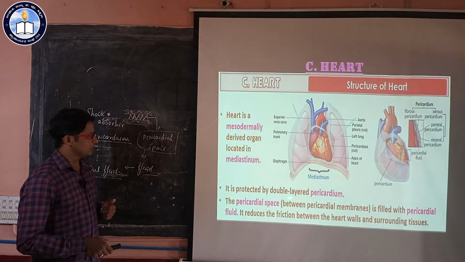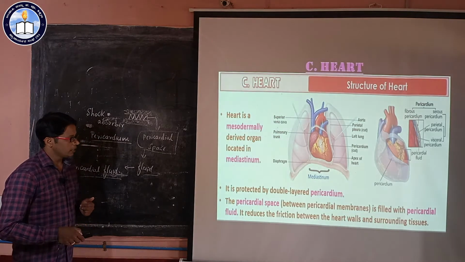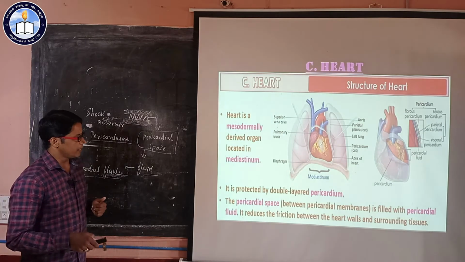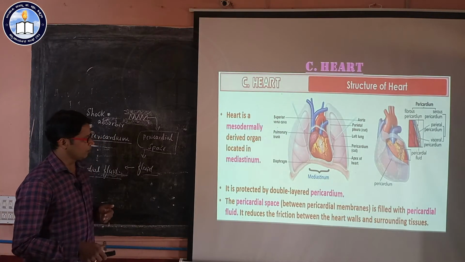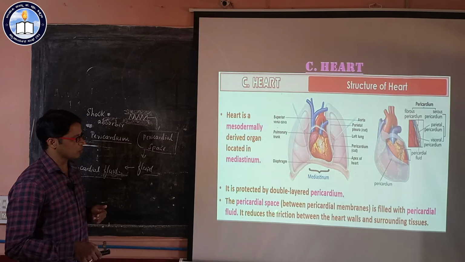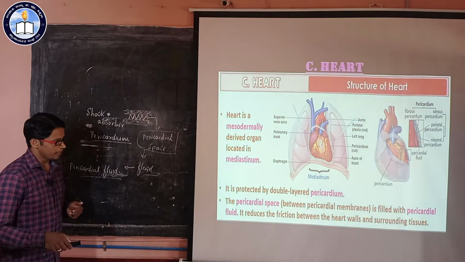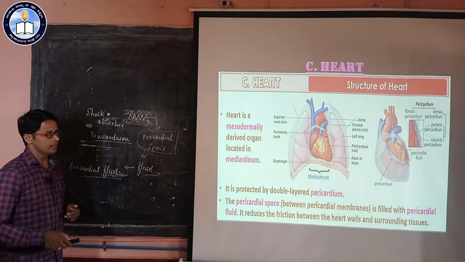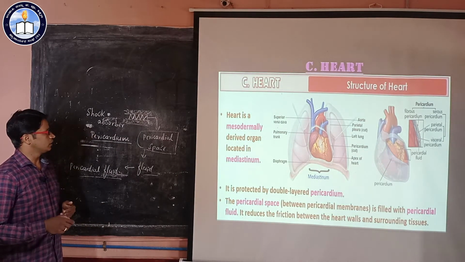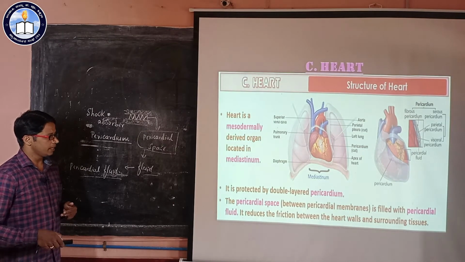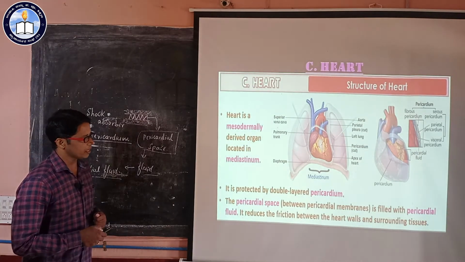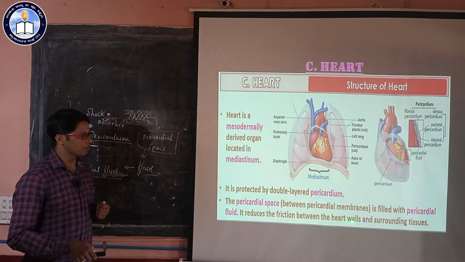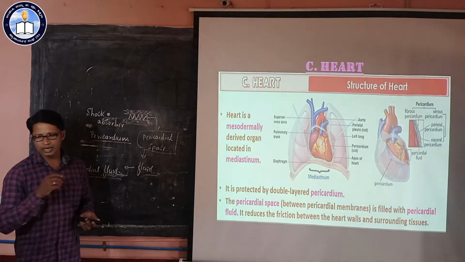This heart is well protected by a double layered structure called the pericardium. Between the pericardial layers there is a space called the pericardial space, which is filled with a fluid called pericardial fluid. What is the function of the pericardial fluid? It acts as a shock absorber, and it reduces the friction between the heart wall and the surrounding tissues.